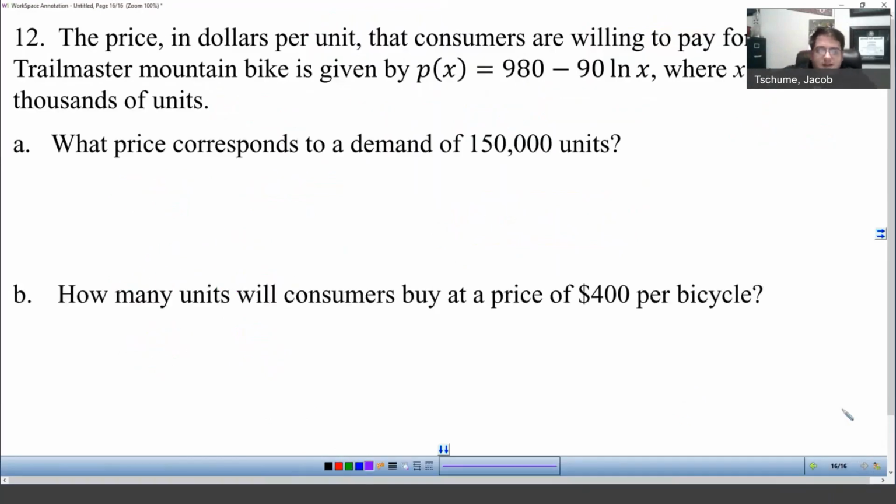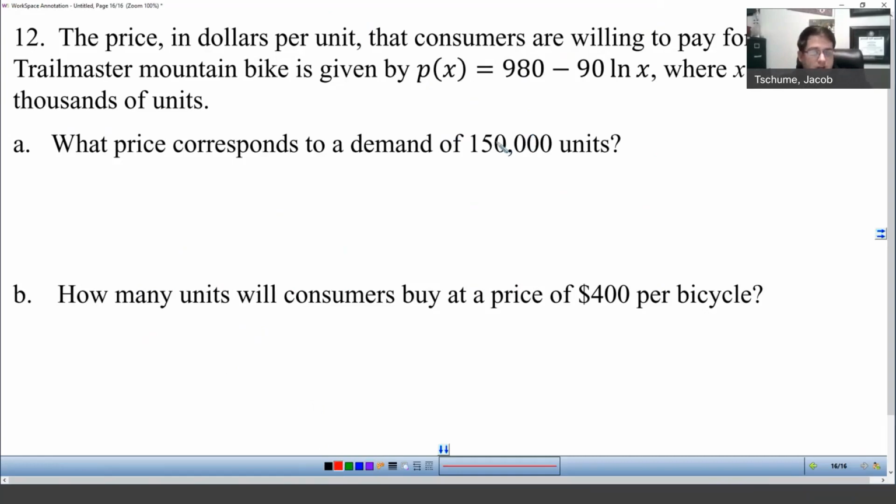All right, and last but not least, our last review question for section 2.1. It says the price in dollars per unit that consumers are willing to pay for the Trailmaster mountain bike is given by P of X equals 980 minus 90 natural log of X, where X, key here, is in thousands of units. So part A says, what price corresponds to a demand of 150,000 units?